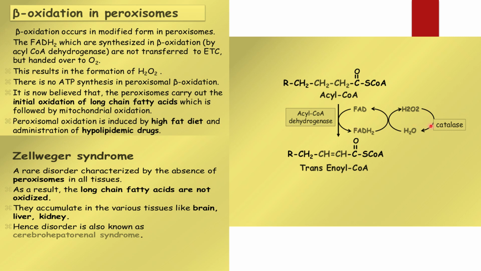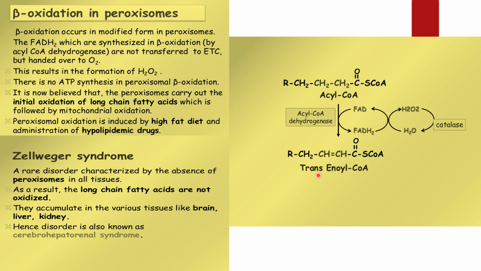So this is the major difference. Once this trans-enoyl coenzyme A is formed, no further conversion or further steps of beta oxidation happen in the peroxisome. Rather, this product is shifted to other sites, to the normal cells, for normal mitochondrial beta oxidation. So this is the importance of beta oxidation of long chain fatty acids in the peroxisome.